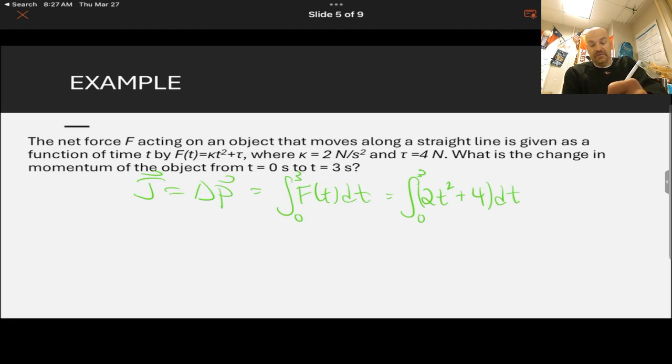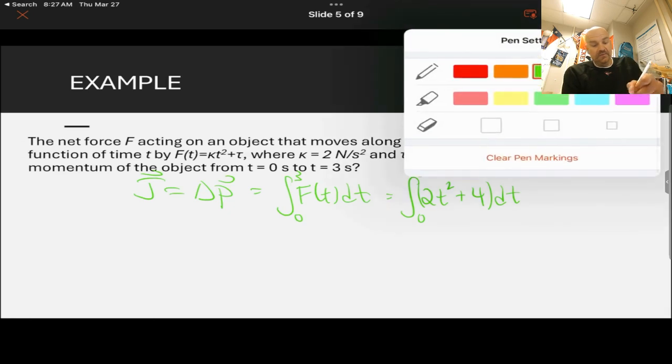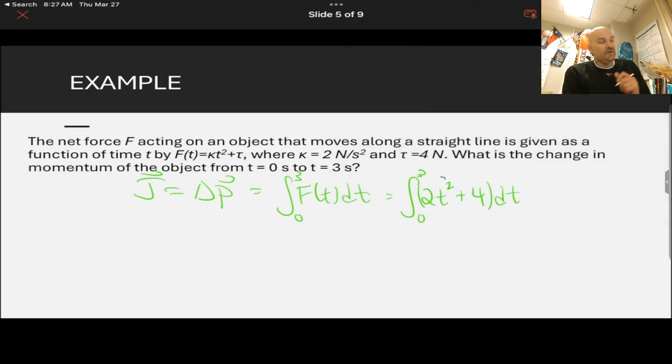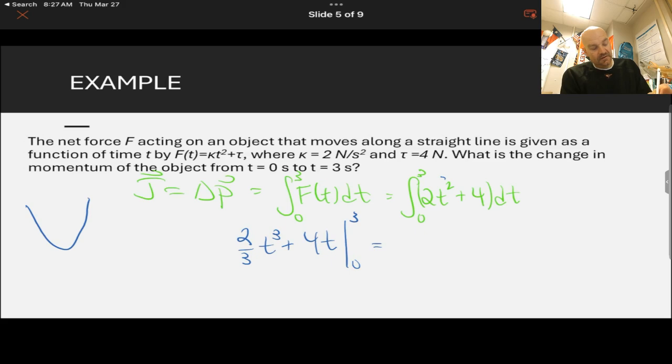Okay, and so we follow our rules, all right? x to the n plus 1 over n plus 1. So this becomes 2/3 t cubed plus 4t. And we need to evaluate that from 0 to 3 seconds. So what does that mean? That means we have a graph that looks something like this, and we want to find, from this point to this point, what is the area under this curve? Okay. And so we just plug in our numbers.